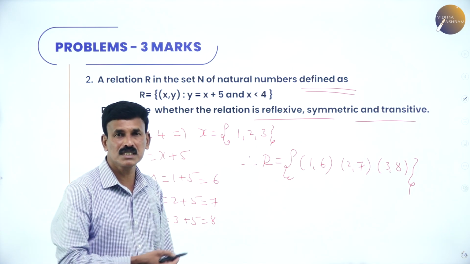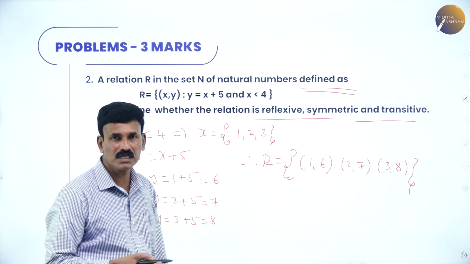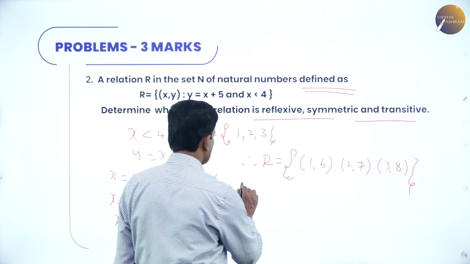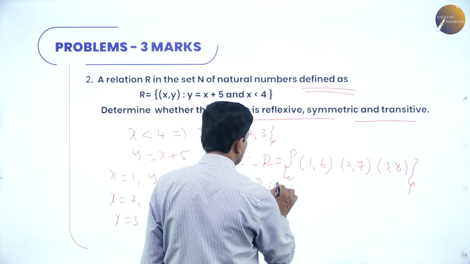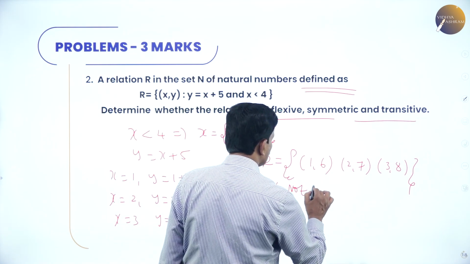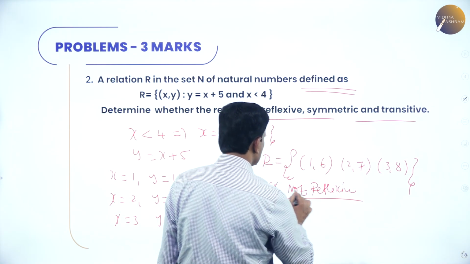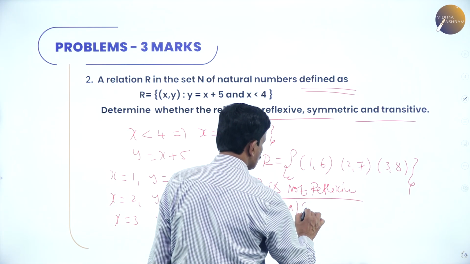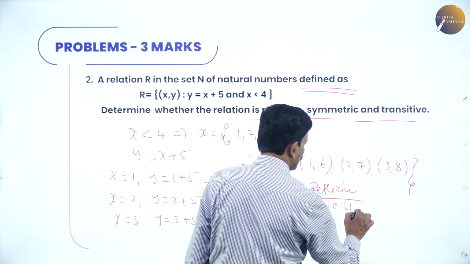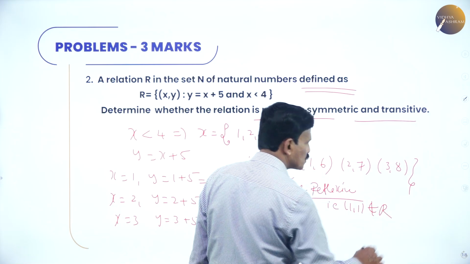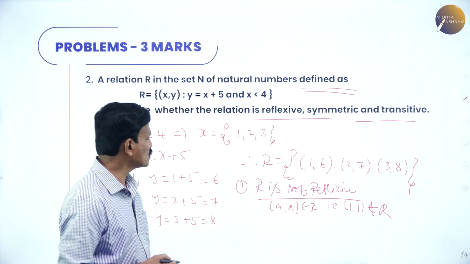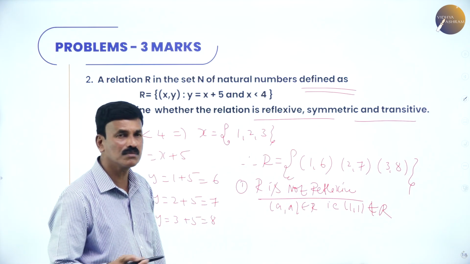Straight away you can say this is neither reflexive nor symmetric nor transitive. See here, R is not reflexive. What is the reason? Because (a, a) does not belong to R. That means (1, 1) or (2, 2) does not belong to R. This is not reflexive.